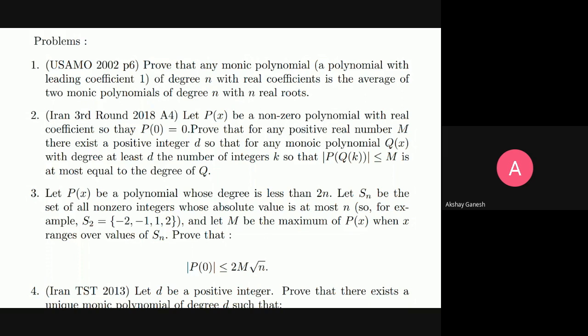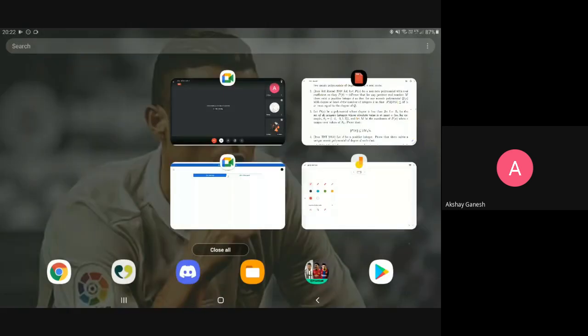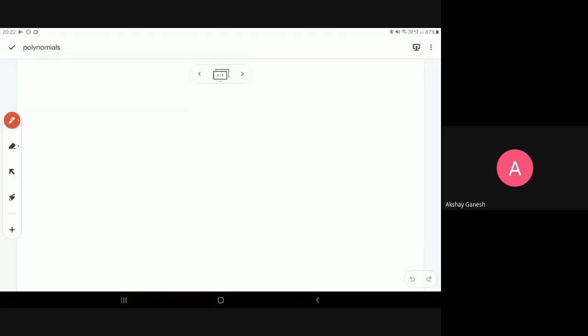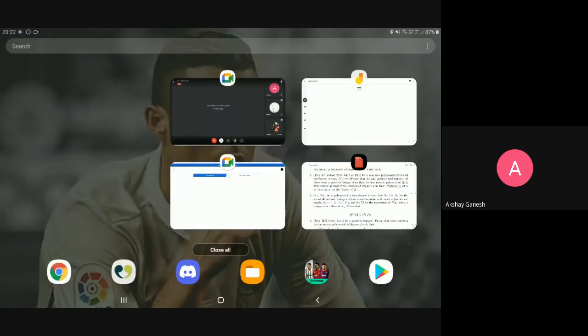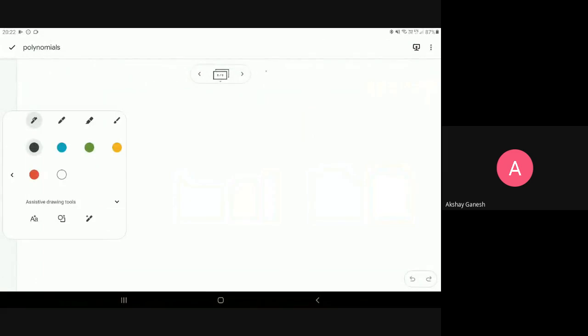Prove that for any positive real number m, there exists a positive integer d such that for any monic polynomial q(x) with degree at least d, the number of integers k such that the inequality holds is at most the degree of q. I'll just quickly write this. I actually wanted to cover one more problem with this, so I might take 7 8 minutes extra time. I wanted to cover both one and two here. I'll do two first and I'll do one next. I'll maybe take a maximum of 10 minutes after time is over.